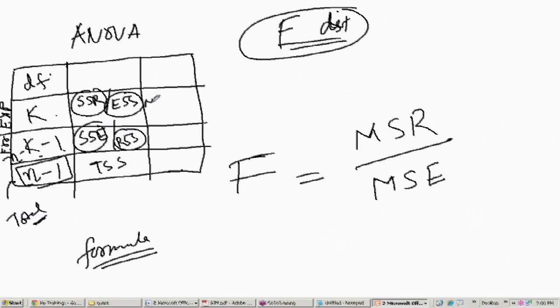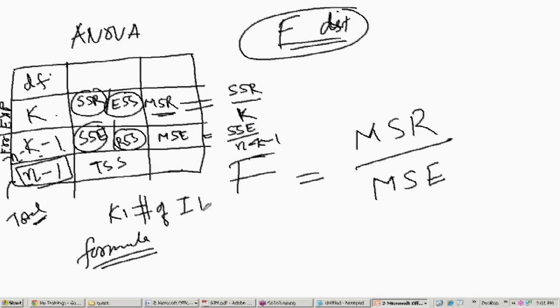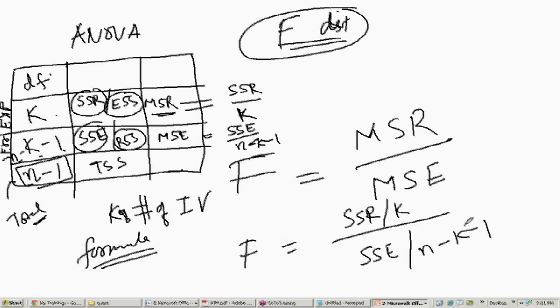Here you had mean sum of square regression. What is the formula of mean sum of square regression? The formula was sum of square regression divided by k. The formula of mean sum of square error, which we had seen today also, was sum of square error divided by n minus k minus 1. What is k? K is the number of independent variables. So you have sum of square regression by k, and sum of square error divided by n minus k minus 1. So another way of writing this formula for F would be to do this.